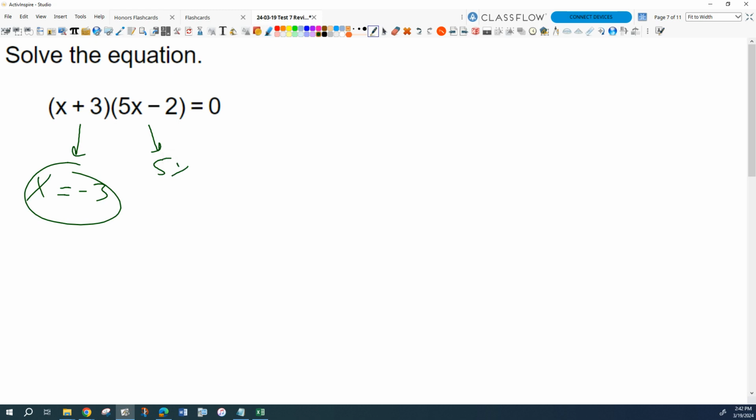How about this one? Well, let's find out. I'll just take what's inside and set it equal to 0 and find out. Add 2, divide by 5, and I get x equals 2/5. Done. Easiest problem on the test. 90% done for you. Okay? All right. Good?